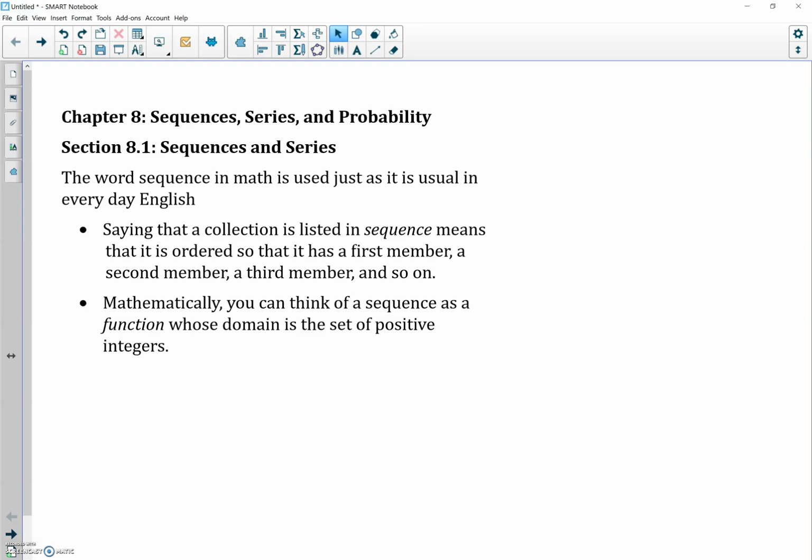Hi guys, so today we're going to talk about Chapter 8, Sequences, Series, and Probability. Today we are going to focus on sequences in Section 8.1.